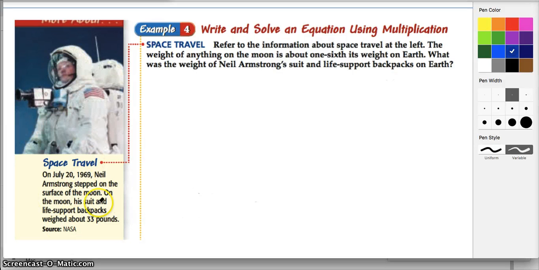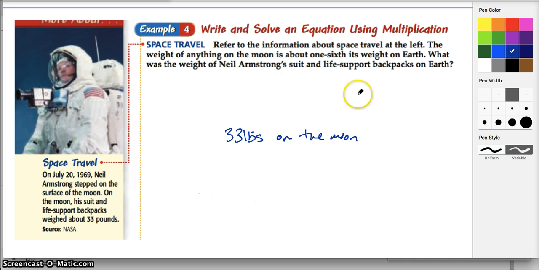So let's go to our bit of information here. We see on July 20th, 1969, Neil Armstrong stepped on the surface of the moon. His suit and life support weighed about 33 pounds on the moon. So on the moon, it's 33 pounds. Let's write that information down. On the moon.